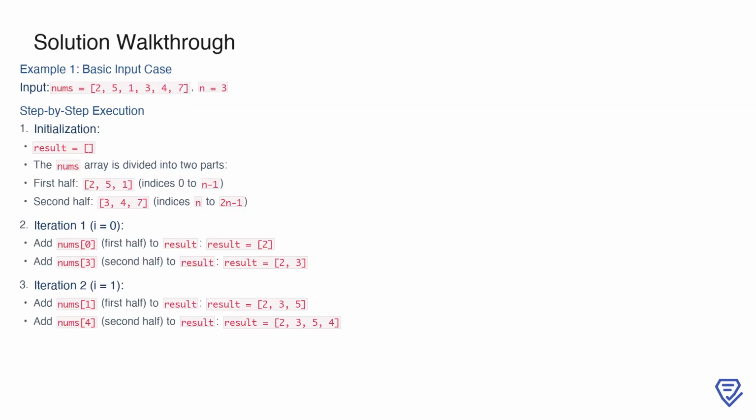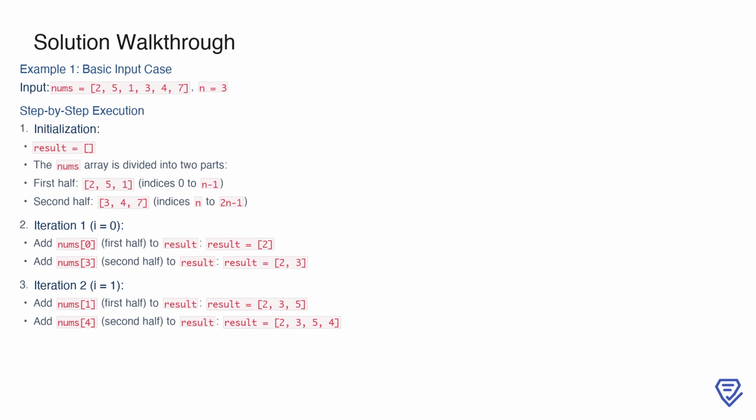Here, we begin with a basic input case to understand how the solution works step by step. The input array is nums equals [2, 5, 1, 3, 4, 7], and n equals 3. First, we initialize an empty list called result to store the shuffled output. Then, we split the nums array into two parts. The first half consists of the first n elements, which are 2, 5, 1. The second half consists of the remaining elements, from index n to the end, which are 3, 4, 7.